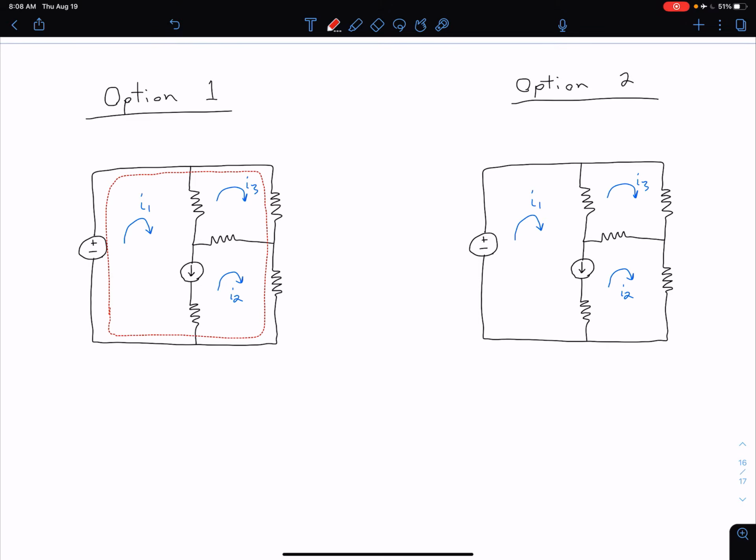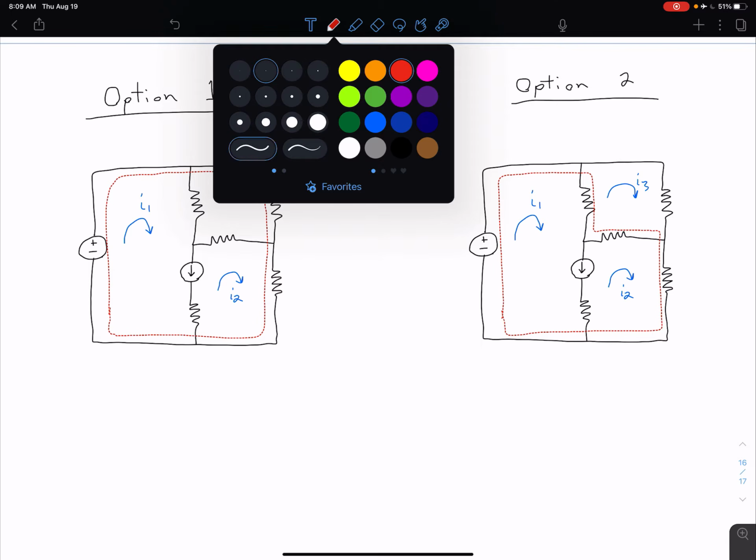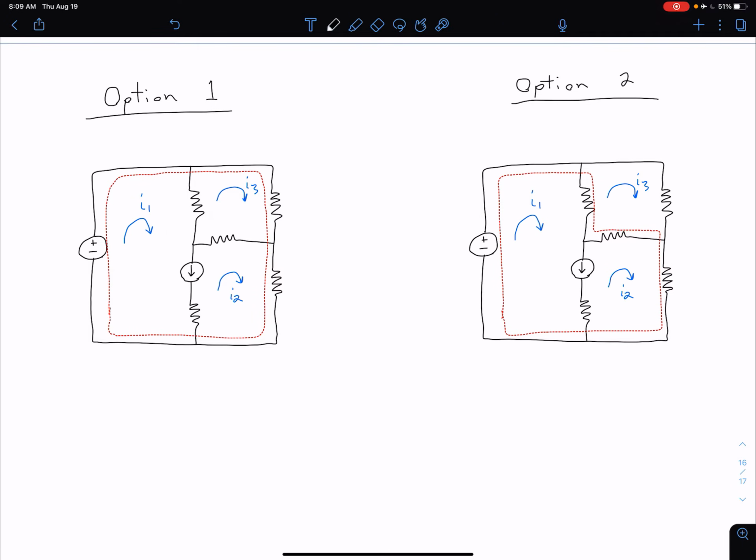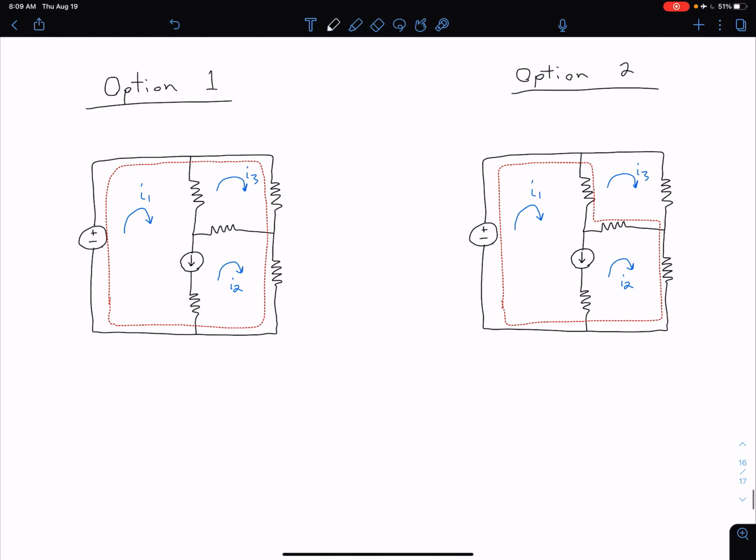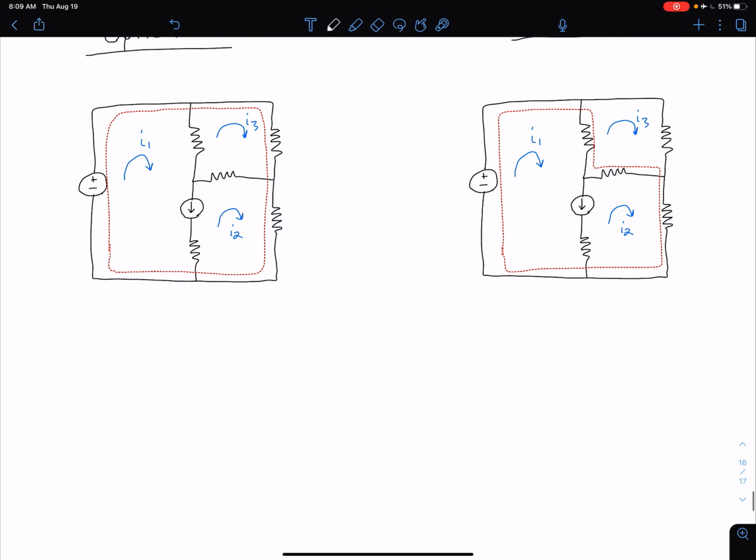The second option is that we can go through this voltage source, through these sort of internal resistors, and then through that resistor on the bottom right. And you'll notice in both of these paths, we have avoided going through that shared current source. That means that both of these would be valid options for our supermesh. So let's make a note here that both are valid supermeshes. However, let's take a closer look.